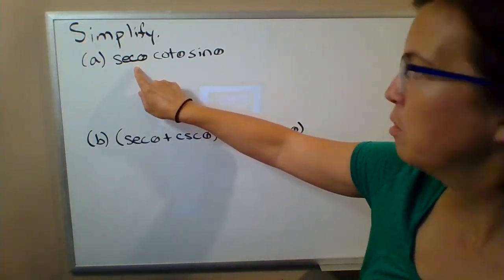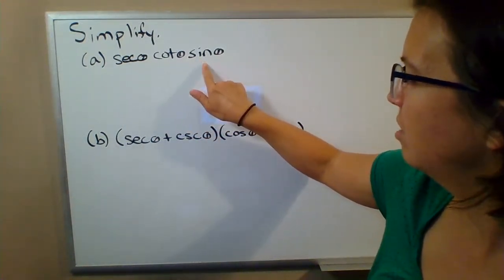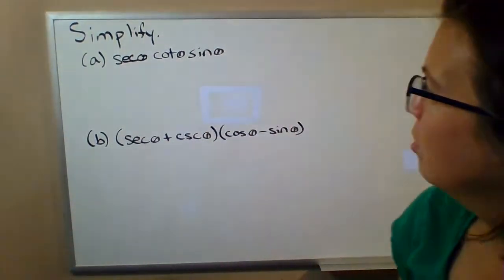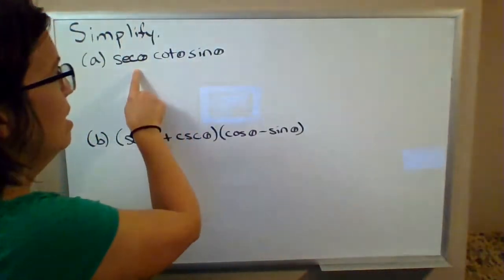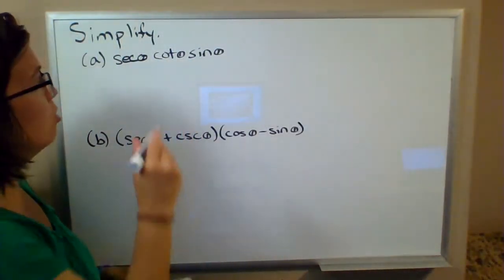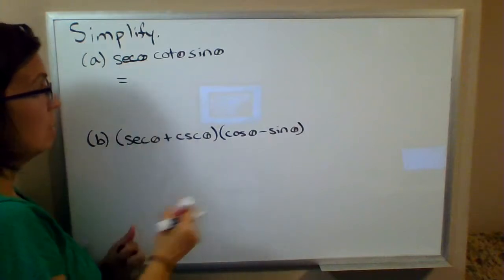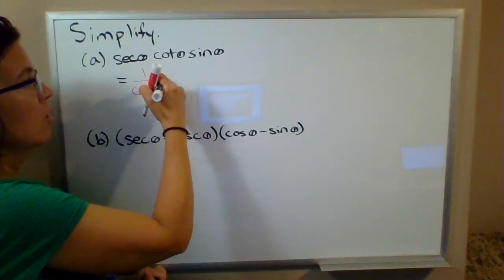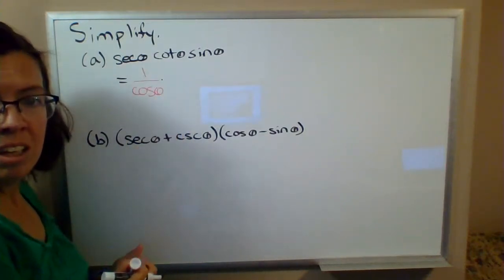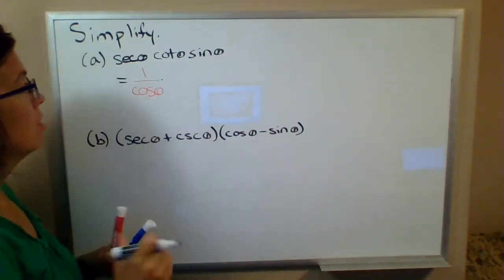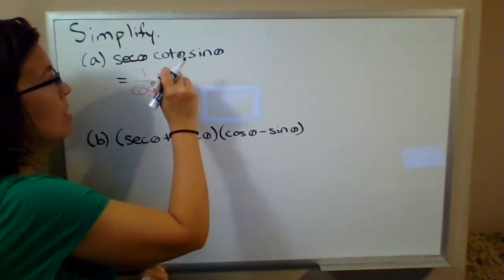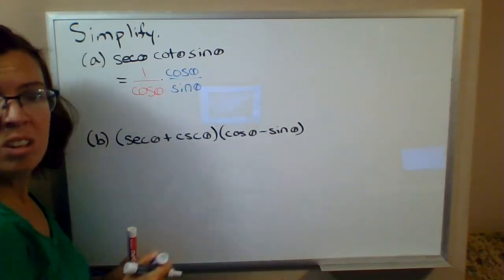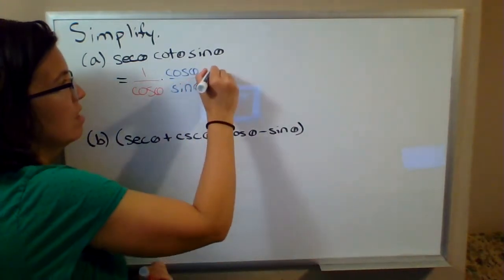So this first one we want to simplify is secant theta times cotangent theta times sine theta. So starting out, having the reciprocal identities in your head will help it occur to you to turn this secant theta into 1 over cosine theta. And cotangent, using the ratio identity, is equal to cosine over sine. Oops, this blue marker isn't so good. And then just sine theta, leave that alone.